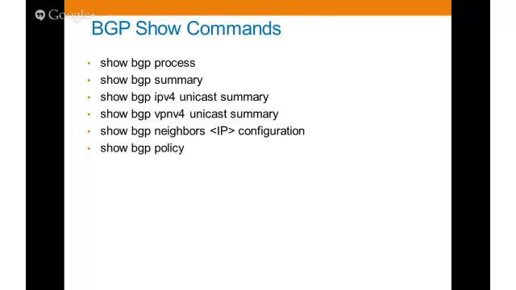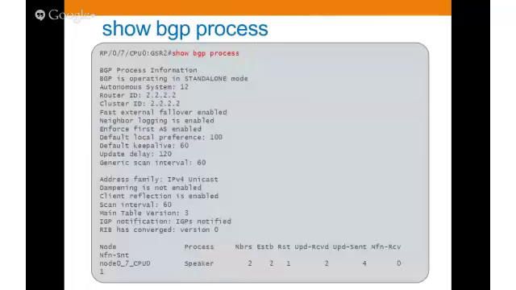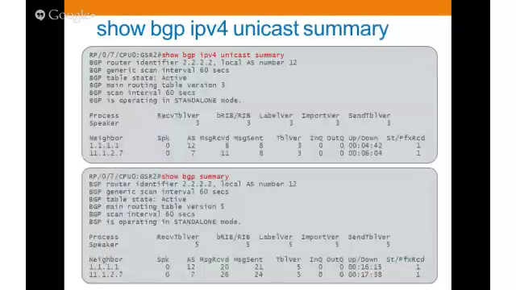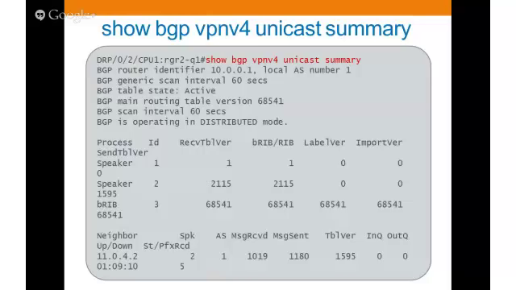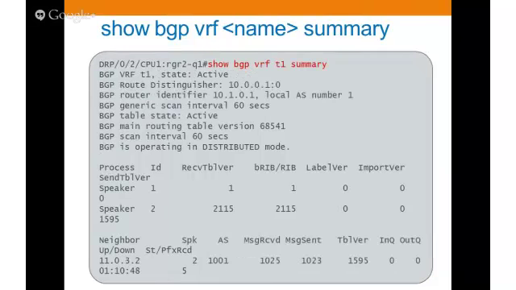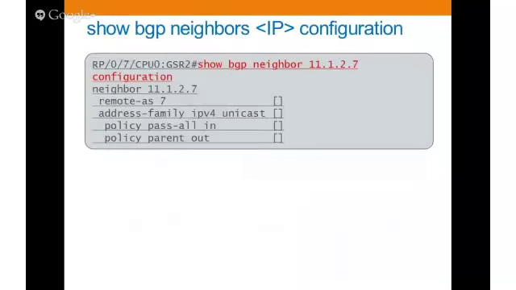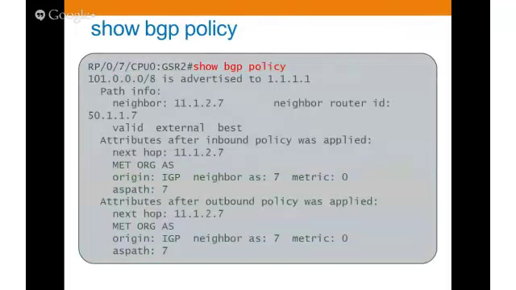These are some of the show commands that you can use. Show BGP process gives you detail about the process that is running on the router. Show BGP IPv4 unicast summary or show BGP summary gives you the same output. VPNv4: you have to call the particular address family in BGP when you want to check that particular information. VRF can also be there. For neighbors configuration, you put the IP, and you get the configuration that you did for that particular neighbor. BGP policy will show you what policy was applied.